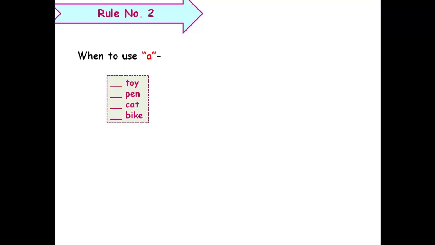Now here I have given you certain words and there is a blank before every word. So it's toy, pen, cat and bike. Now tell me, which article do you think you will use before these words? Yes, you will use a. You will say a toy, a pen, a cat and a bike. So this will help us to understand the first rule. Let us see what the first rule here is.